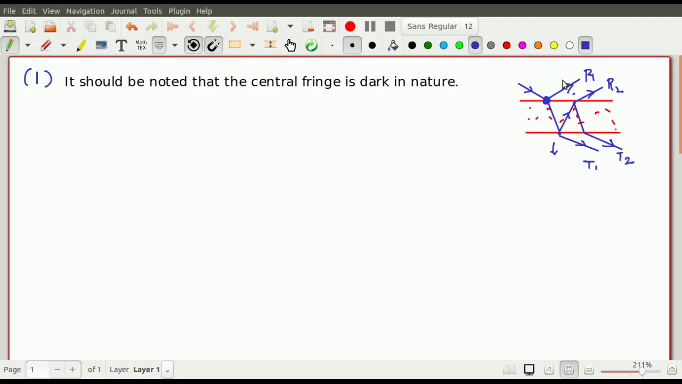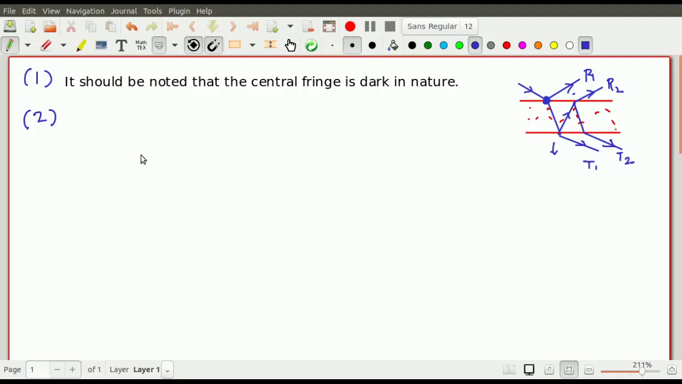Okay, so that is how the central fringe, which was bright in general, due to the introduction of this abrupt phase change, just like the Lloyd's mirror, the central fringe will be dark in nature. So that is what you should understand. But you see another important point over here. So this is in your course: what will be the fringes if I study with the transmitted beams? How will the fringes look if I study the transmitted beams?